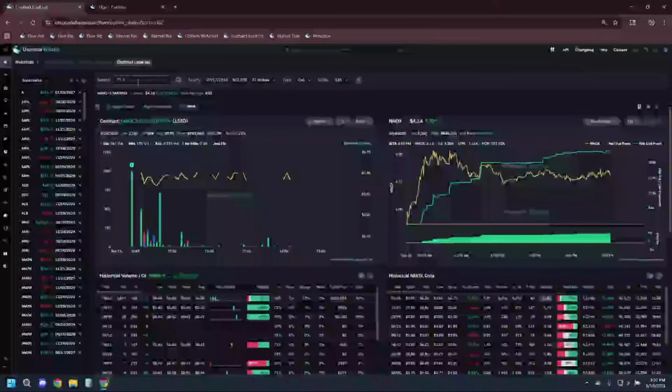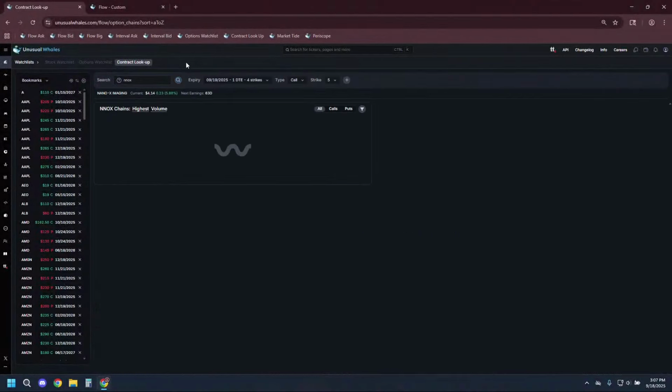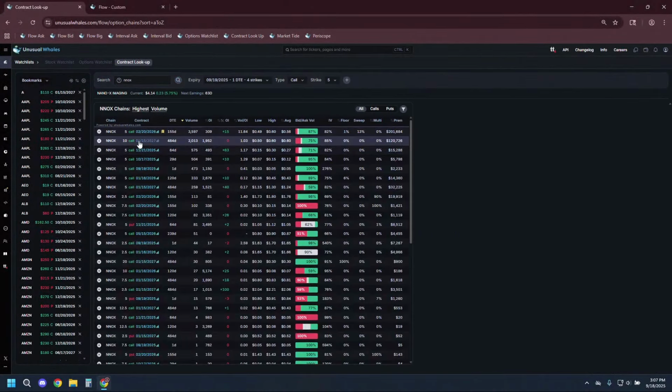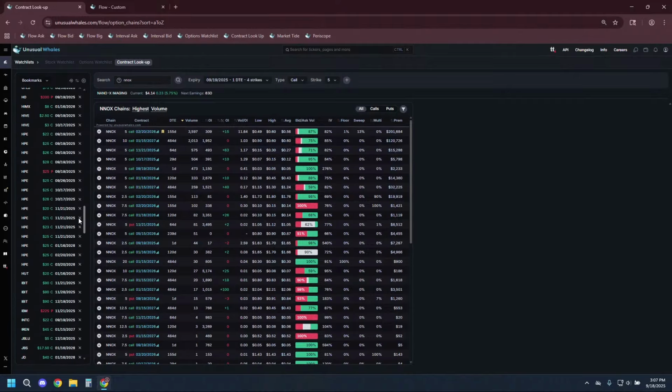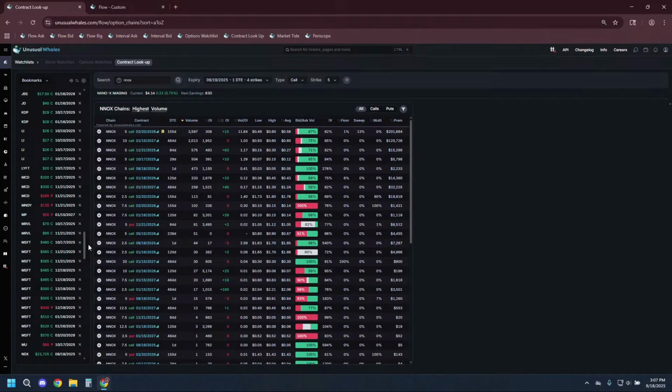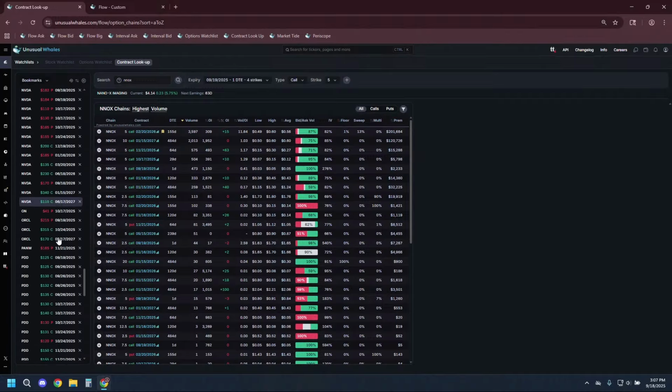What are the other ones? Maybe some 10C 2027, and then some smaller ask side activity over here. But yeah, I guess it's just like these two that are moving it today. Let's see. Next is RBRK. That was this morning.